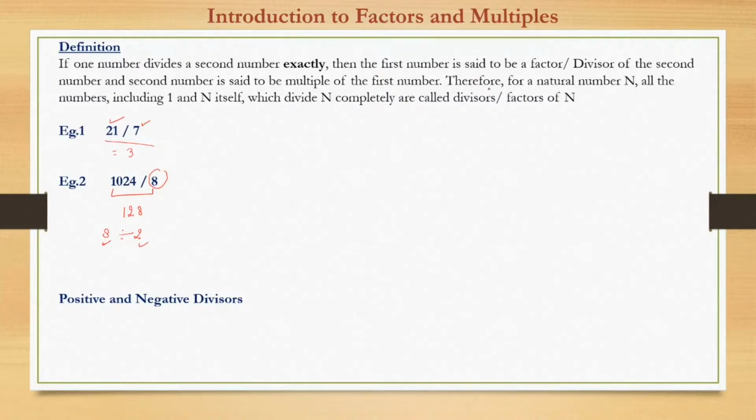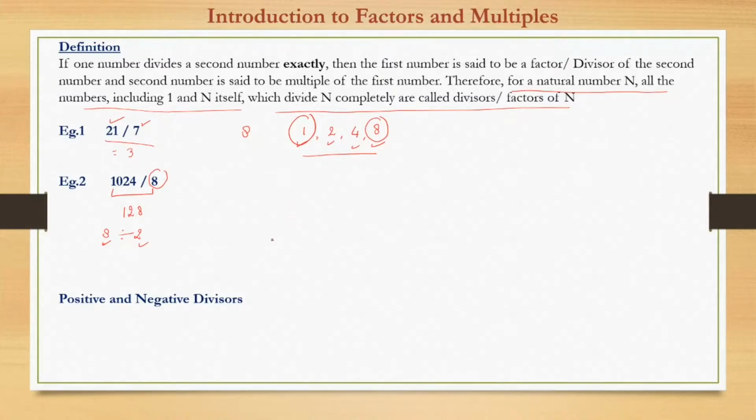For a natural number n, all the numbers including 1 and n itself which divide n completely are called divisors. Now if we see an example of say 8, 8 can be divided by how many numbers? It is divided by 1, by 2, by 4, and 8 also divides 8. So 1, 2, 4 and 8 are called divisors of 8 or the factors of 8, including 1 and the number 8 itself.